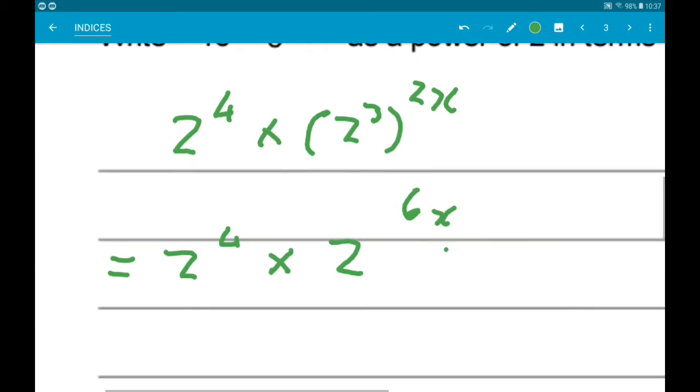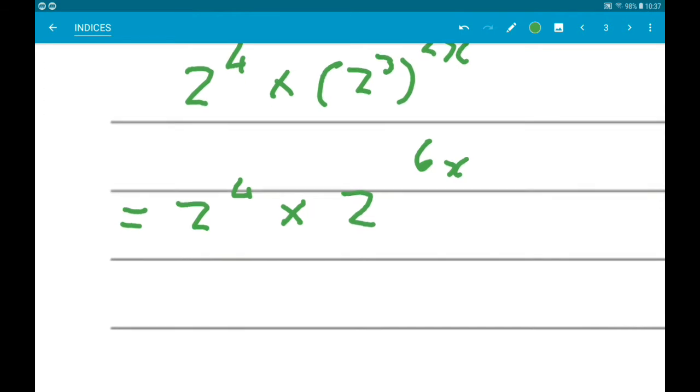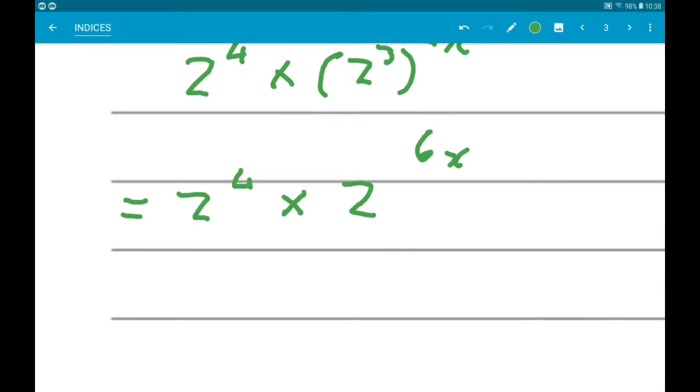Okay, now both terms have the same base, so we now just add the powers. So we get 2 to the power 4 add 6x.